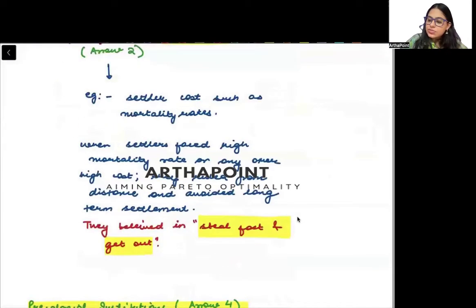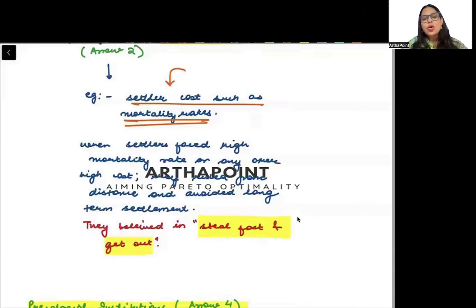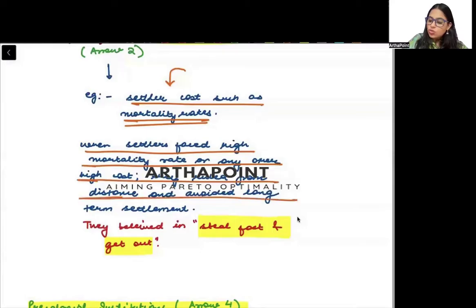For example, settler cost such as mortality rate. अब अगर किसी country में death rate बहुत high है, many people are dying. So the person who is settling there, the person who is going ahead and establishing the power there, उसको cost बहुत ज़्यादा incur करना होगा on health also, right? So when settlers faced high mortality rate or any other high cost, they ruled from the distance and avoided long-term settlement. अब अगर उन्हें ये लग रहा था कि उस कंट्री में जाकर उनकी अपनी हेल्थ को इश्यूज हैं और वहां पे बहुत ज्यादा प्रॉब्लम्स हैं, तो वो दूर से ही रूल करने की कोशिश करेंगे और उस कंट्री में जाकर कोई भी इंस्टीट्यूशन एस्टैब्लिश नहीं करेंगे.